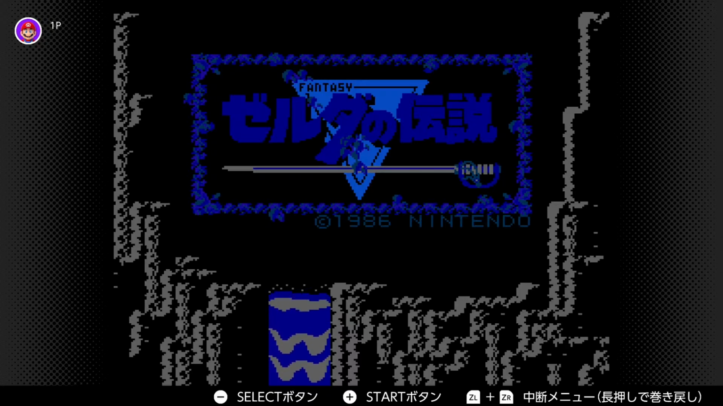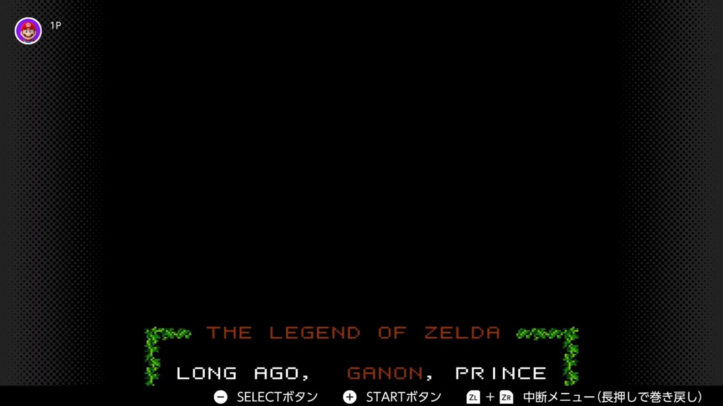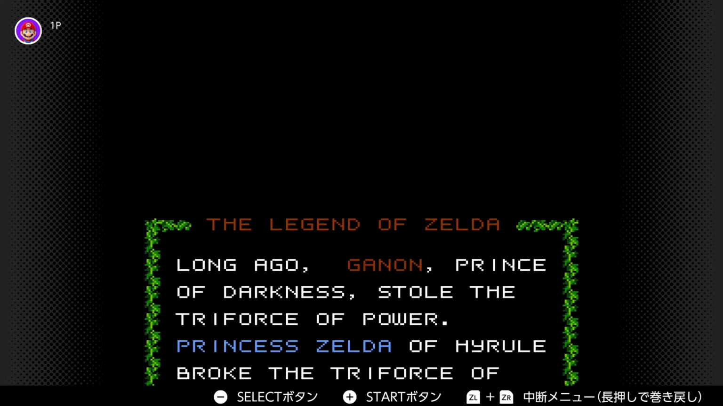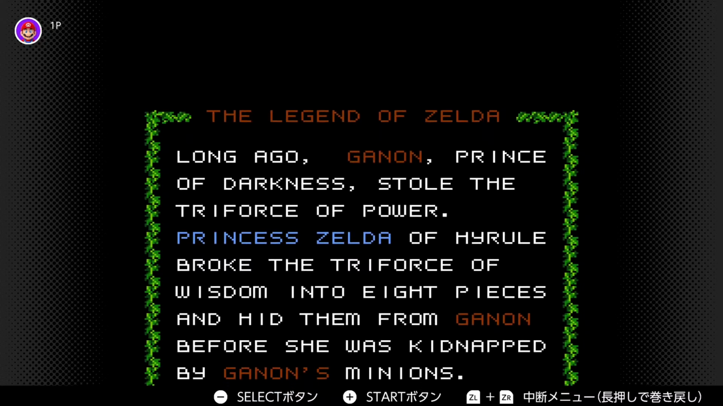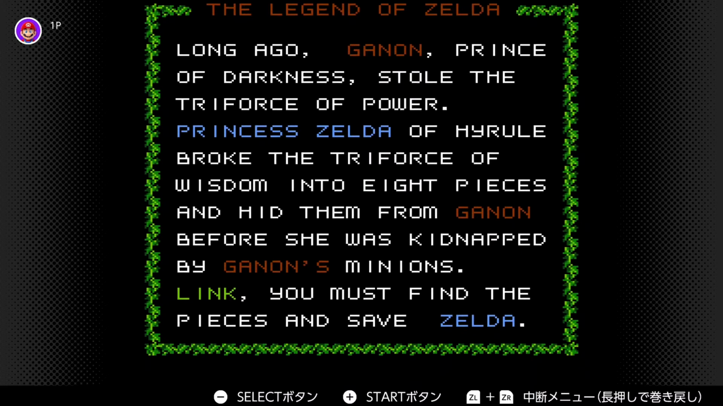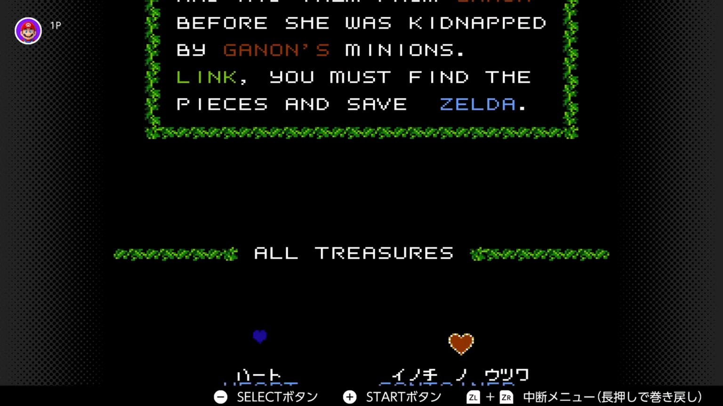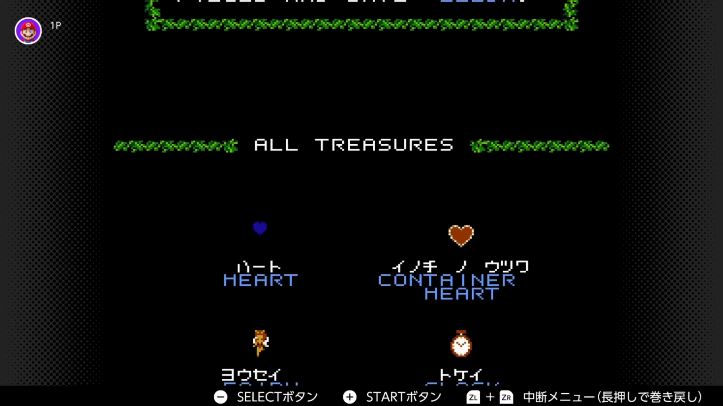So now let's at least read the story even if it's in English. Long ago, Ganon, Prince of Darkness, stole the Triforce of Power. Princess Zelda of Hyrule broke the Triforce of Wisdom into 8 pieces and hid them from Ganon before she was kidnapped by Ganon's minions. Link must find the pieces and save Zelda.